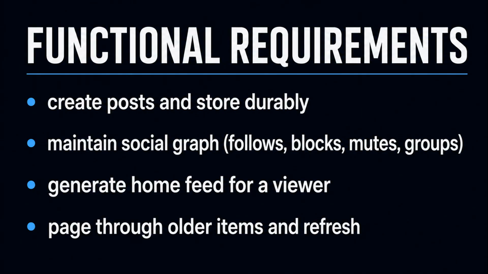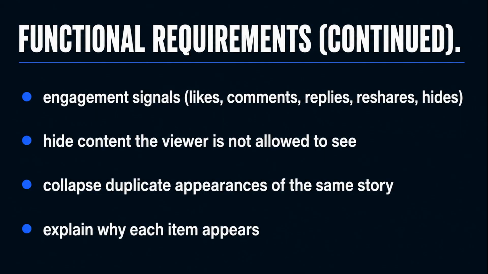Let us pin down the functional requirements first. The system must let users create posts and store them durably. It must maintain the social graph: follows, blocks, mutes, groups. It must generate a home feed for a viewer, page through older items, and refresh when new ones arrive. Standard feed surface so far? It must also support engagement signals: likes, comments, replies, reshares, hides. It must hide content the viewer is not allowed to see, collapse duplicate appearances of the same story, and explain why each item is in the feed. Explanations matter. Why is this in my feed? That answer has to come out of the system, not be retrofitted later.